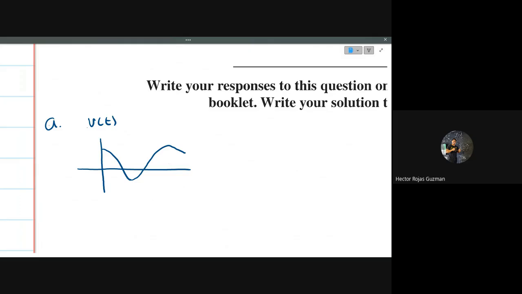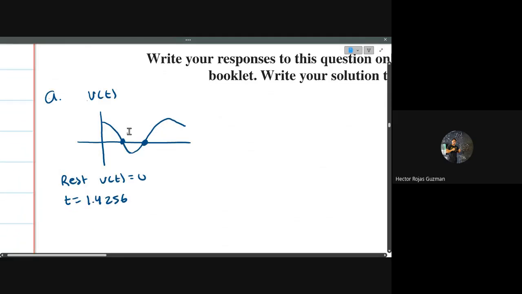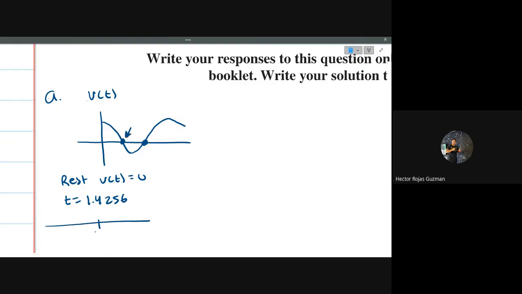Now it says there is going to be one time from 0 to 2 where the particle is at rest. So the particle is at rest whenever the velocity is equal to 0. I can see one point right here, and another one right here. Go ahead and find those with your calculator by doing second trace, zero. So the particle seems to be at rest at 1.4256, and it has to be before 2. So that's this one right here. I'm going to just call it 1.4.